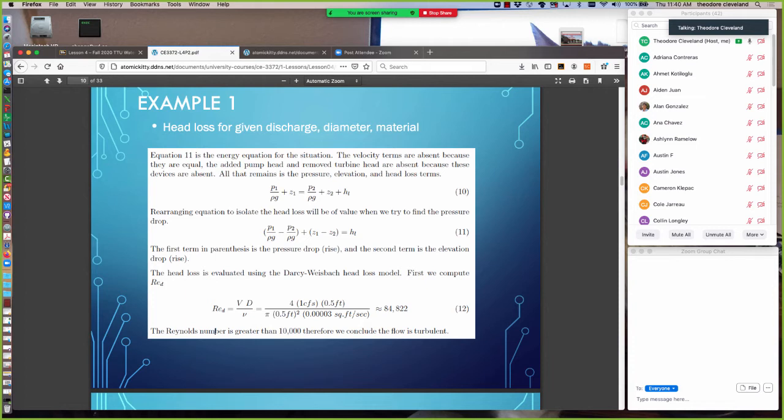The Reynolds number is velocity times diameter divided by kinematic viscosity. Or in this instance, it's 4 times 1 cubic feet per second times 0.5 feet, divided by pi divided by 0.5 feet squared. So the 4 times 1 cubic feet per second divided by pi divided by 0.5 squared is the flow rate Q divided by the area, which returns a velocity. Then we divide that result by 0.00003 square feet per second to get a Reynolds number of about 85,000.